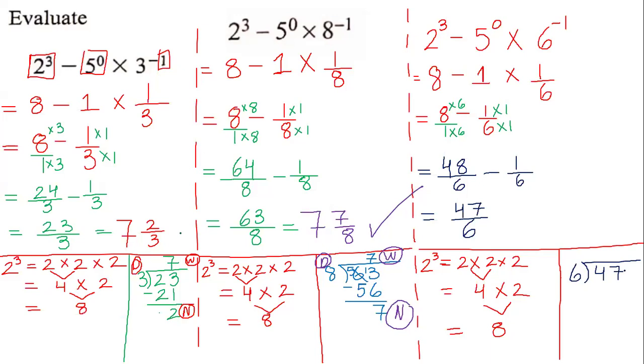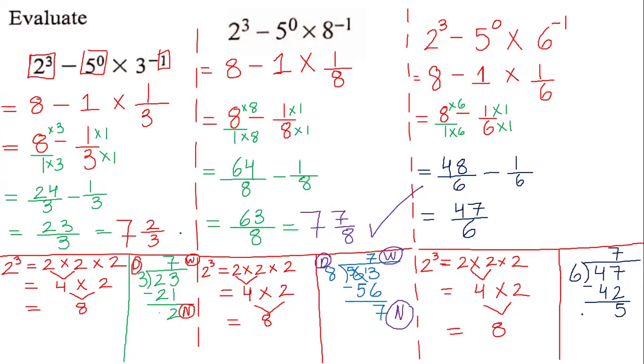All right. How many times does 6 go into 47? I'll say 7 times. Why? Because 6 times 7 is what? 42. Very good. And then 47 minus 42 is what? 5.